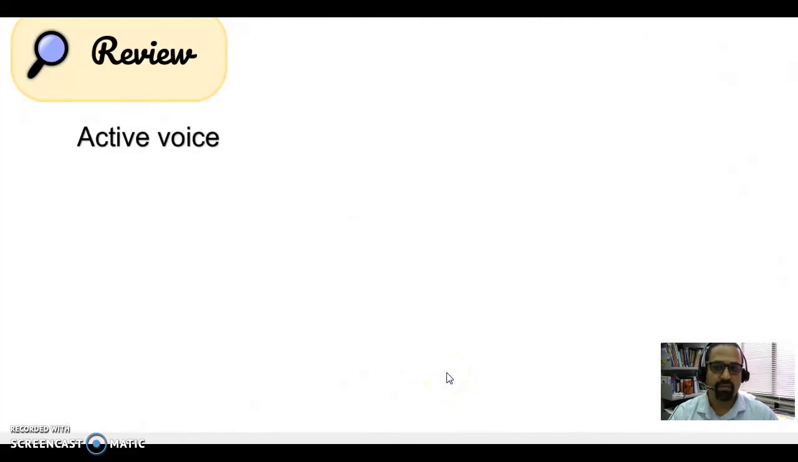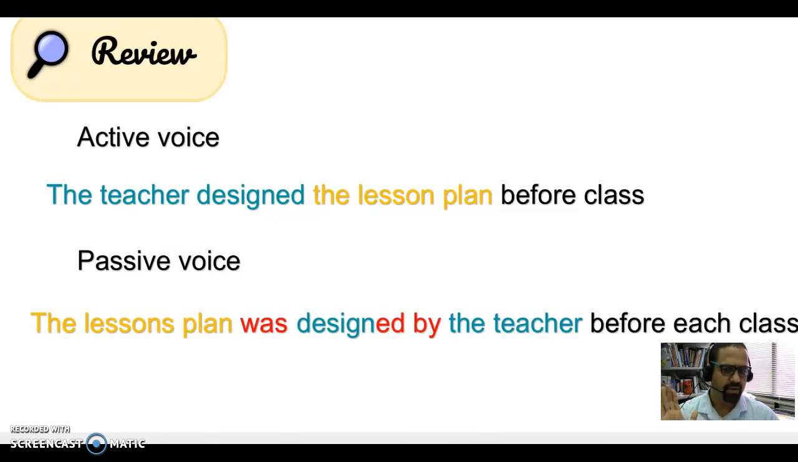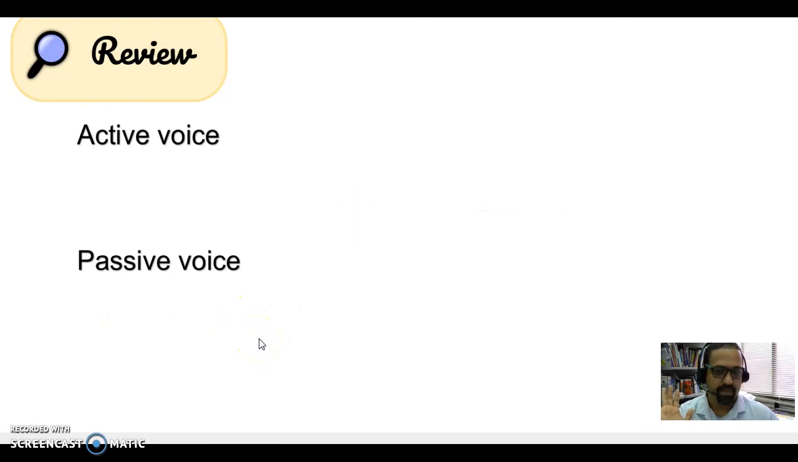Let's see another example. The teacher designed the lesson plan before class. Now, the sentence is in past. So when you change it into passive voice, what do you think is going to happen? Okay, so: the lesson plan was designed by the teacher. In this case, we write the verb in the past participle, and the simple past of the verb to be.